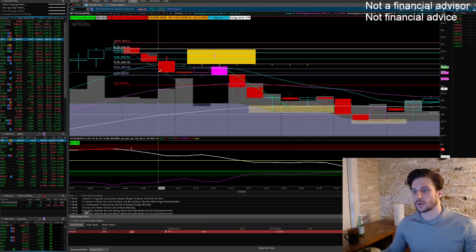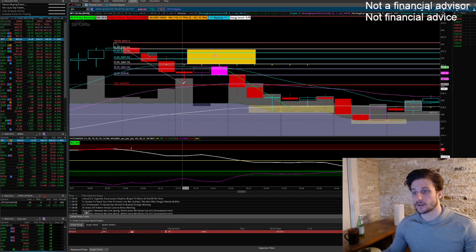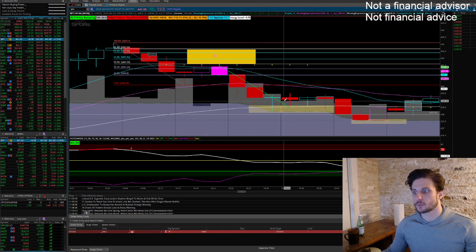We wait. We finally find a breakdown, and we're still waiting. Now I need to see a touch of the 50 minimum, and then another push down into our C zone, and that's where we'll start to enter.